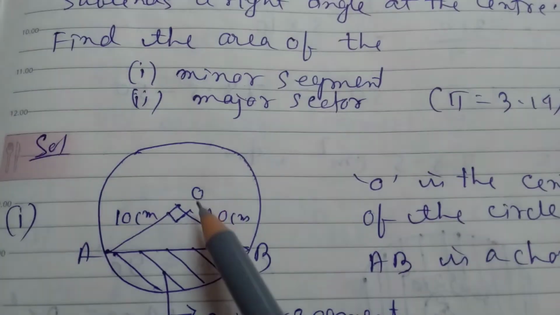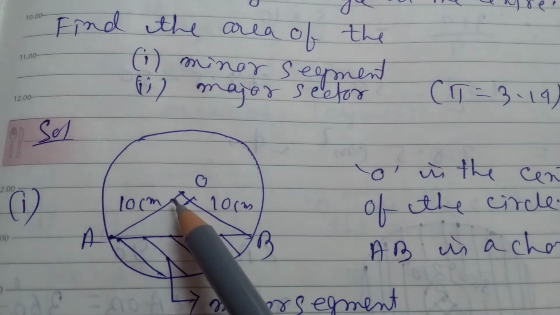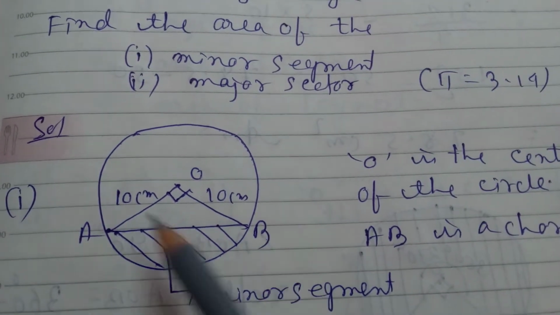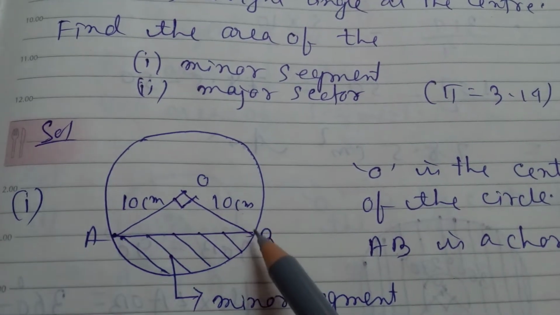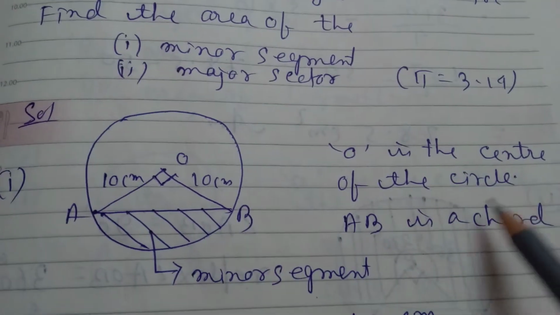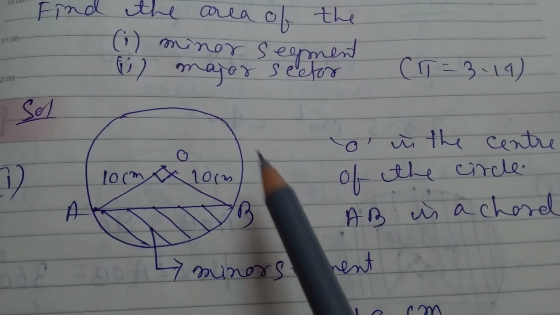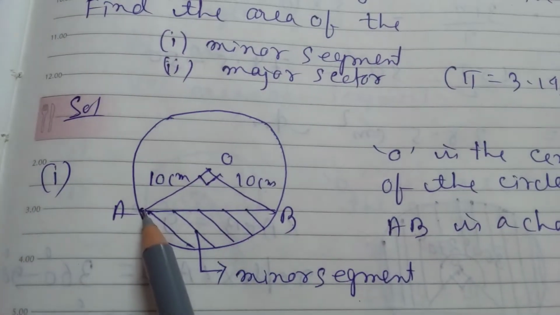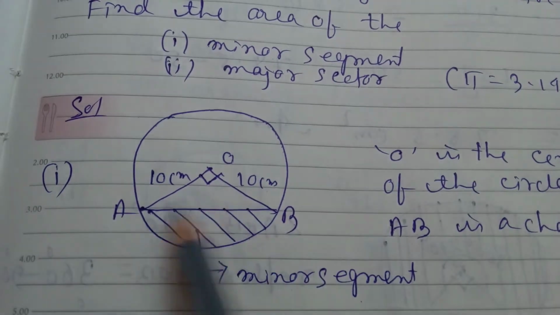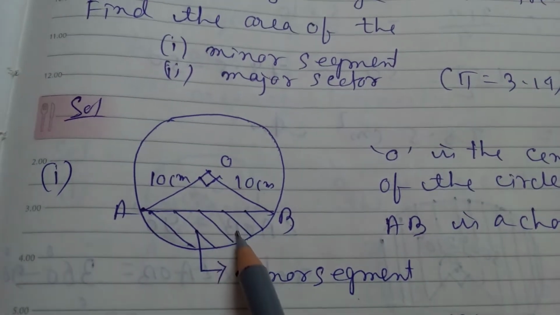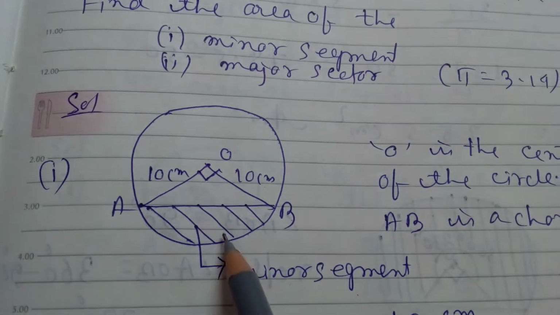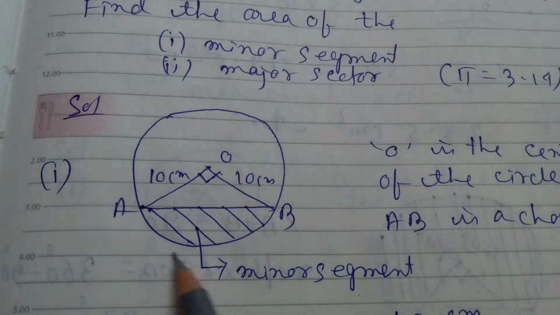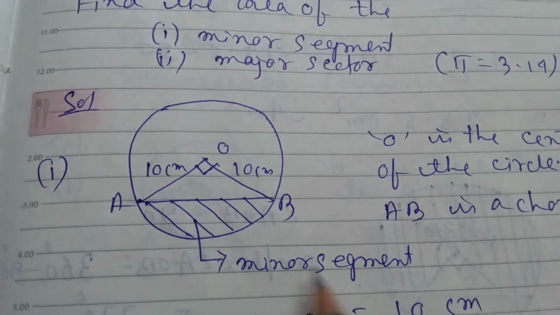Okay. Now look, this is the circle, O is the center. OA and OB are the radii of the circle, which is 10 centimeter, given. So O is the center of the circle, AB is a chord. And the question is to find the area of the minor segment. So if we join this line, AB is a chord, so this portion is known as the minor segment, because the minor segment is the area between a chord and the arc. Okay, so this is the minor segment.